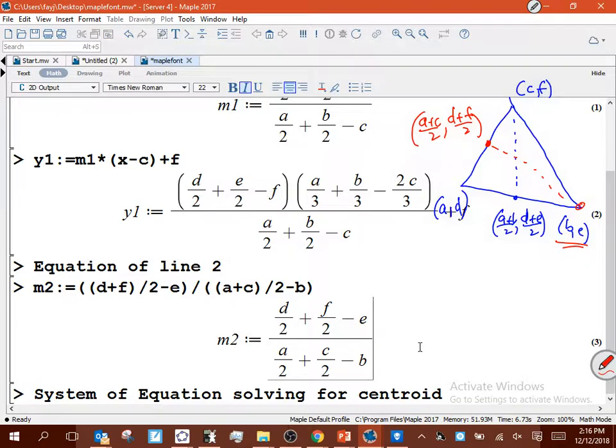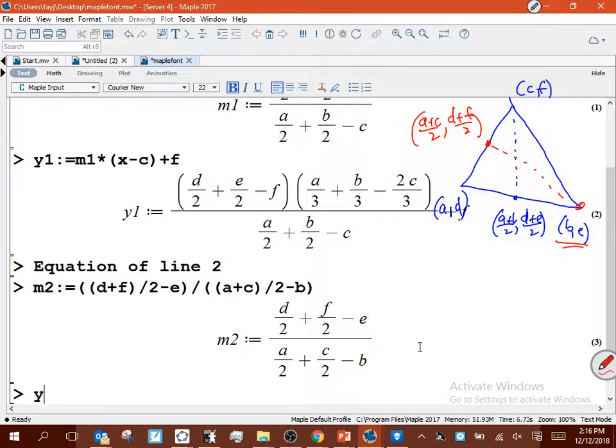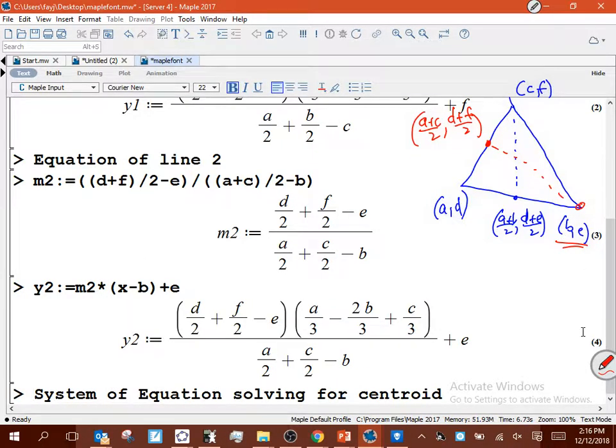Now I'm going to write the equation of that median. So it'd be Y, we'll call it Y2, is equal to slope 2 times X minus, now X1. Well, I'm going to use this B. Does that make sense, everybody? And add over then my Y1, which would be E. And now I have an equation for that red dotted line. Does that make sense?